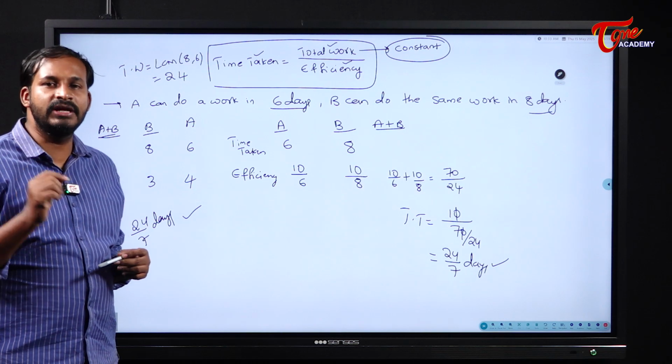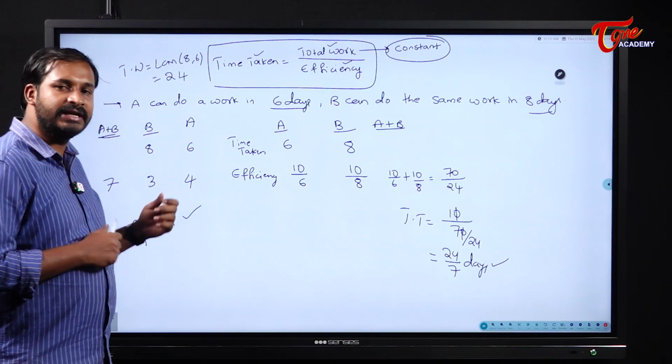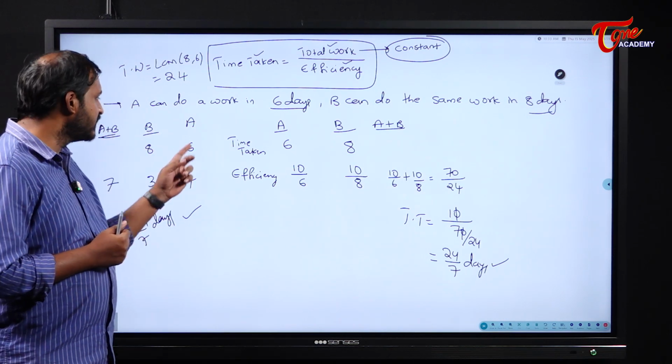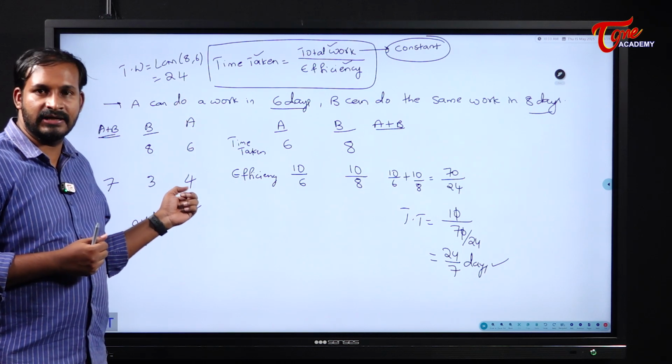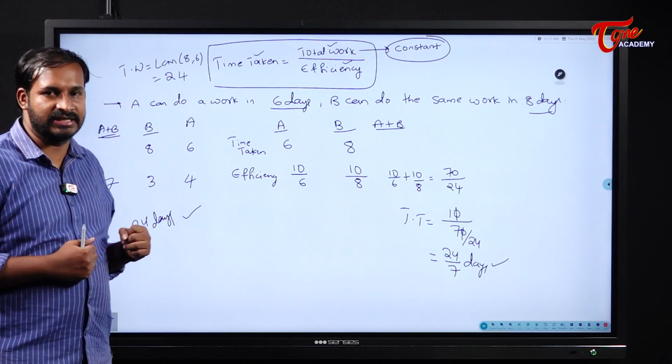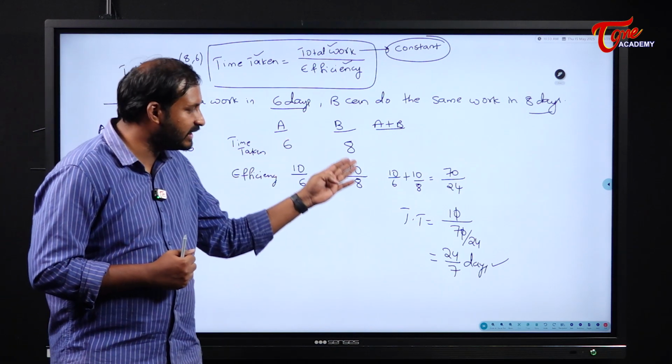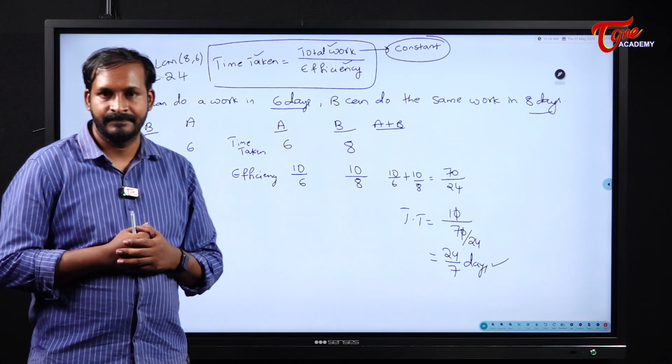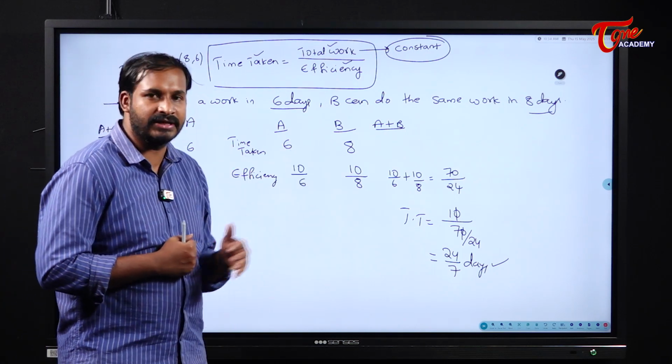See here, students, the only difference is, here we calculated it very easily. Why? Because 24 by 6, you will get a perfect natural number. 24 by 8, you will get a perfect natural number. Here what happened is, here we are getting the answers in P by Qs.